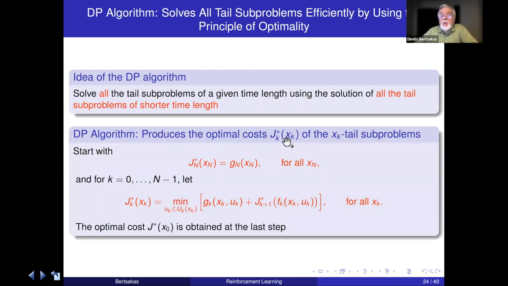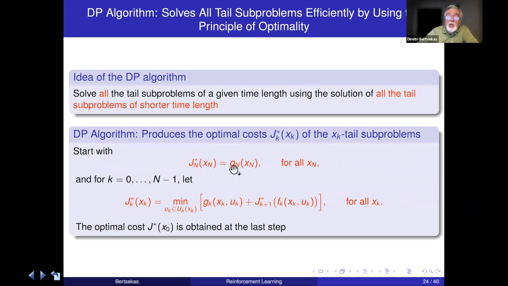It produces the optimal costs of all the tail subproblems for every stage, xk. It starts at the end. At the end, the tail subproblem is simply to take the terminal cost as a function of where it lands. And then at the kth stage, I consider all possible controls, consider the cost associated with the transition from xk to the next state, which is fk of xk, uk, xk plus one, and then take the optimal cost of the corresponding tail subproblem, which I have already computed.